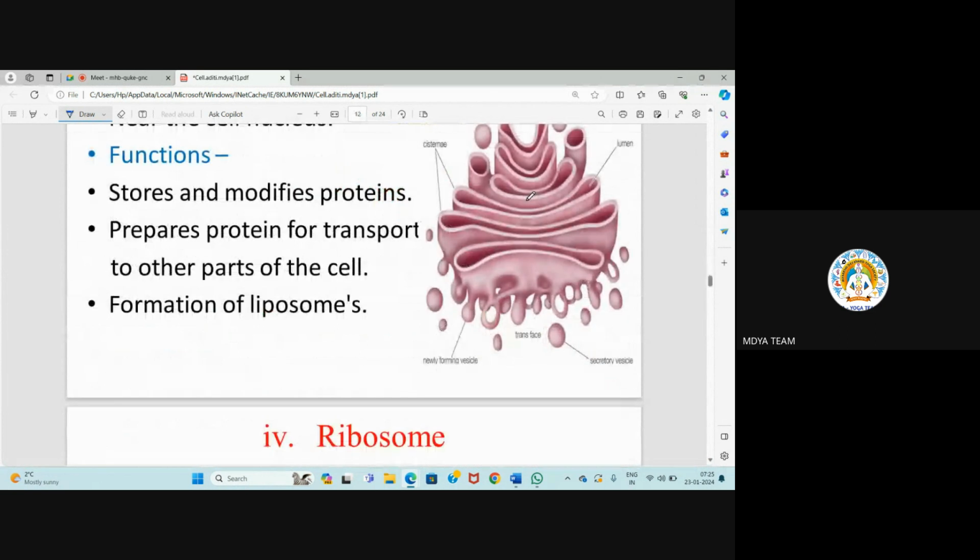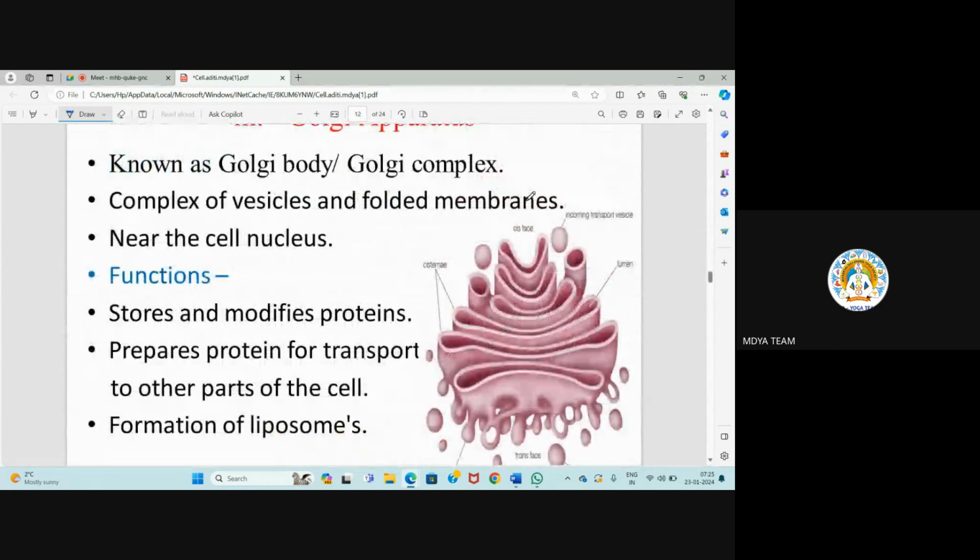Okay. So what are Golgi complex? These are the complex of vesicles and folded membranes, and it resides near the nucleus. What are the functions of Golgi apparatus? This stores and modifies proteins. Okay. So functions of Golgi apparatus are: this stores and modifies proteins, prepares protein for transport to other parts of the cell.